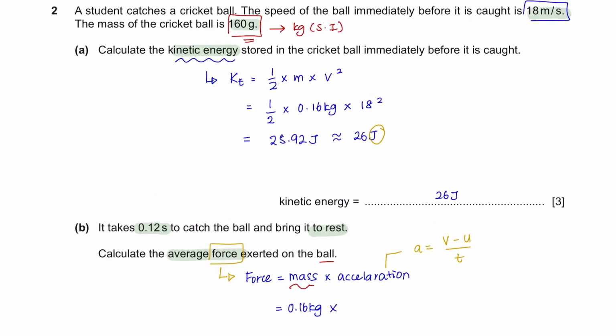So the final velocity is already given here. To rest means it stopped, so the velocity is 0. Before it is caught is 18 meters per second, meaning that this is the initial velocity.